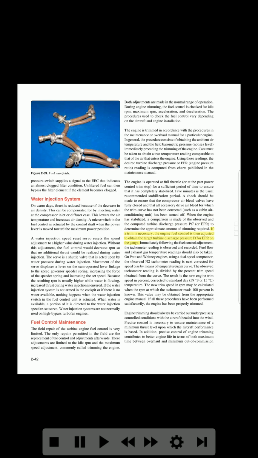If a trim is necessary, the engine fuel control is then adjusted to obtain the target turbine discharge pressure PT7 or EPR on the gauge. Immediately following the fuel control adjustment, the tachometer reading is observed and recorded. Fuel flow and exhaust gas temperature readings should also be taken.